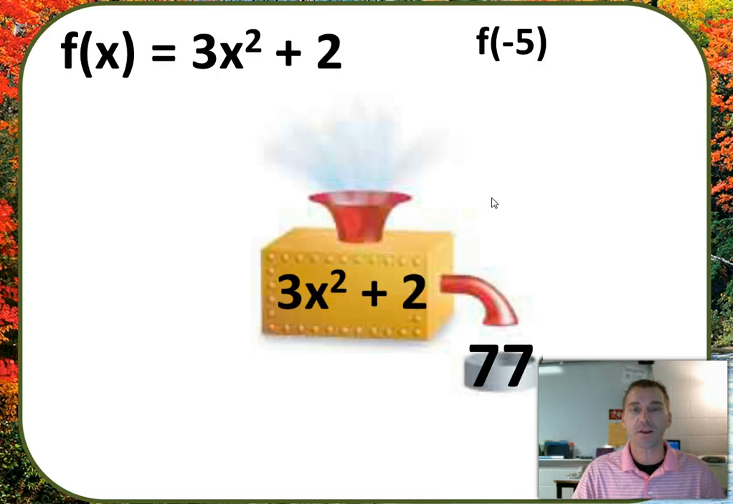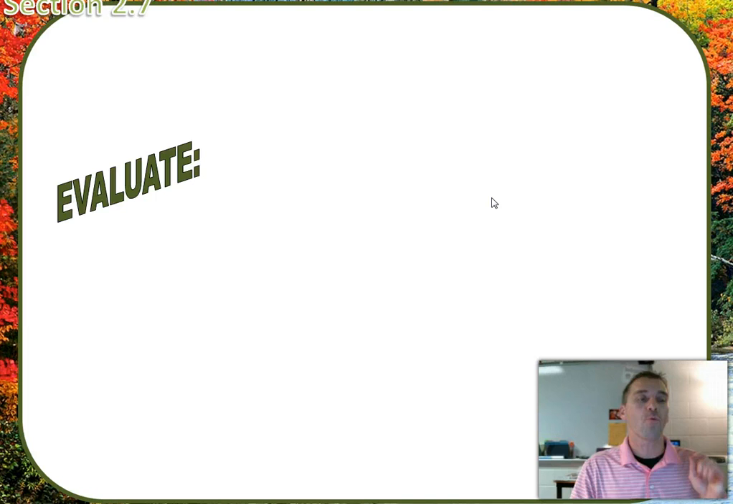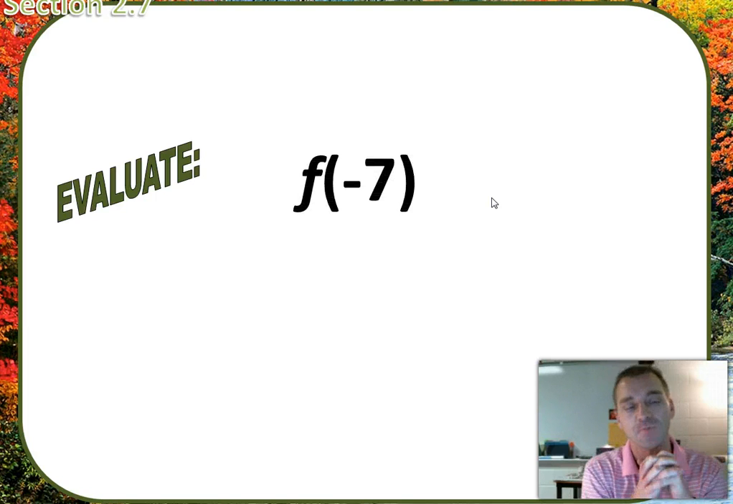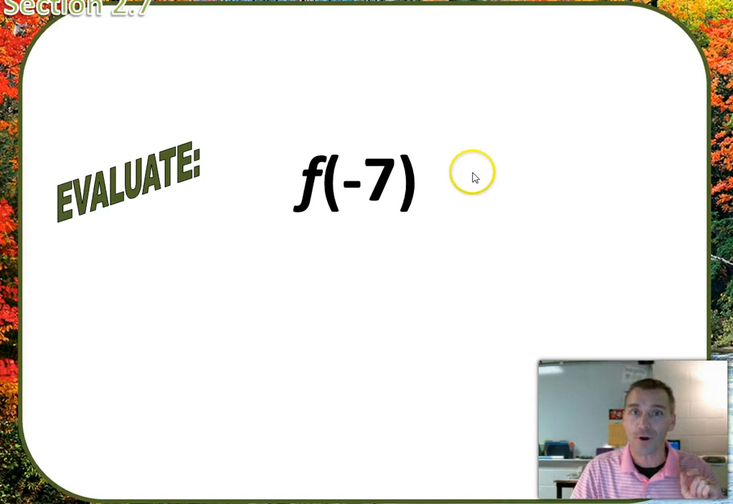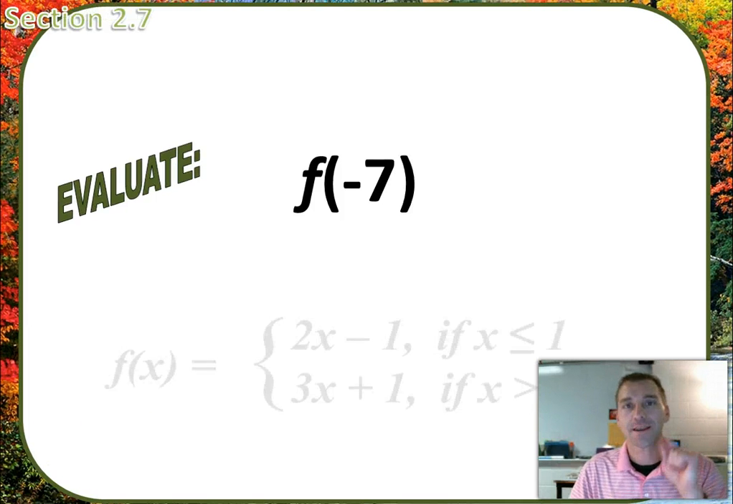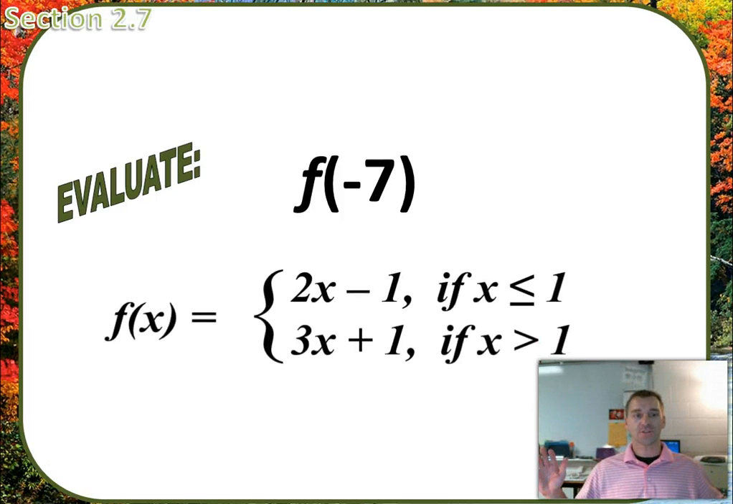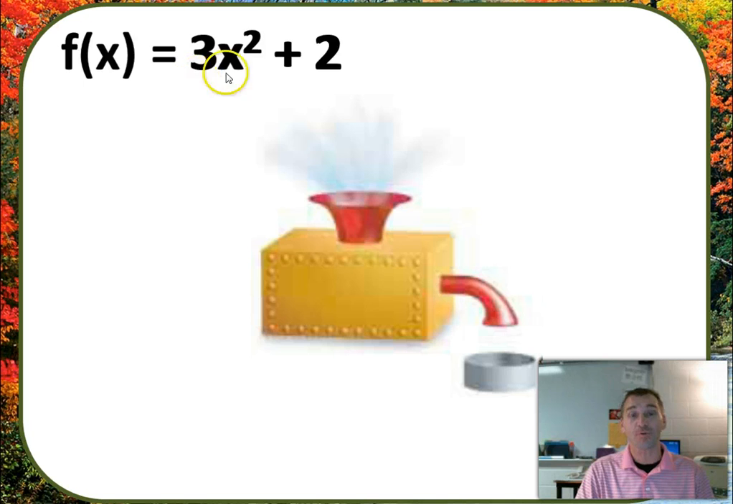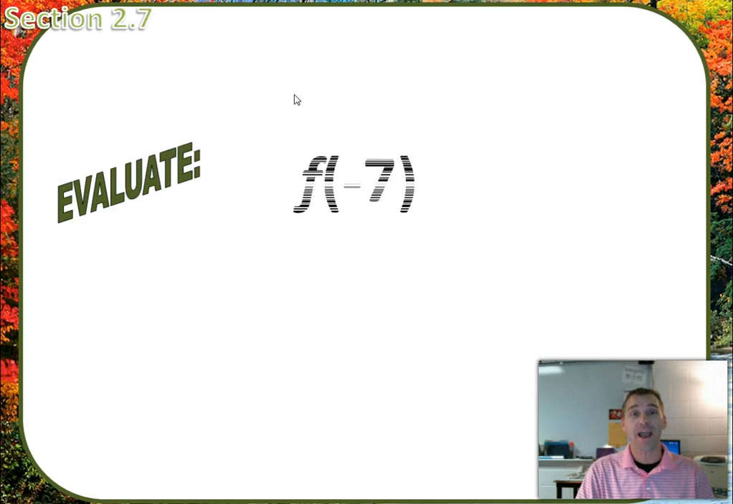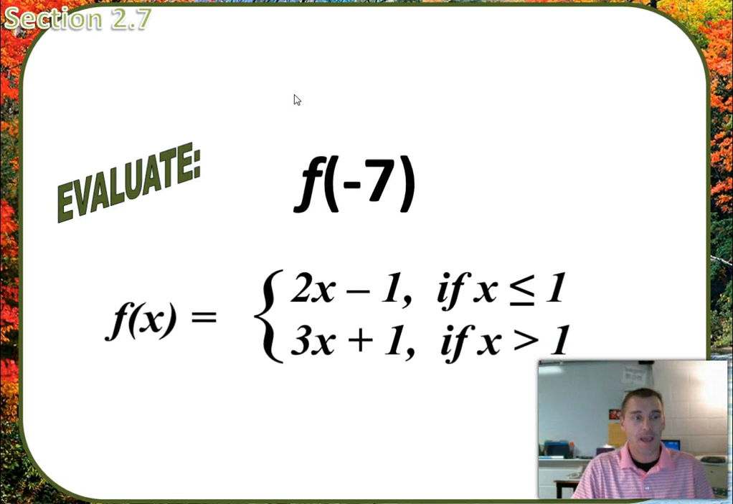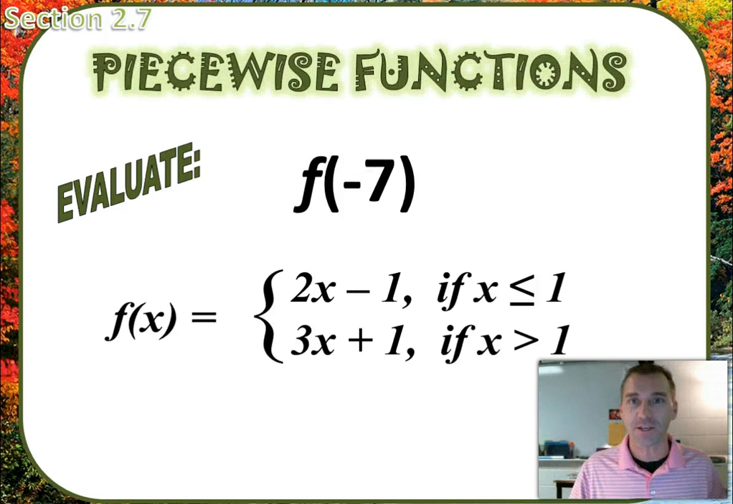Now, here's where I'm going to throw you a little curveball. What if I said evaluate the function when x is -7? I know you're like, I got this. Here is the weird part about the entire thing. Now I've taken a function, and it's not like this one right here where it's a simple little 3x squared plus 2. I'm actually taking this function and making it into 2 pieces. Oh, that's why it's called a piecewise function.